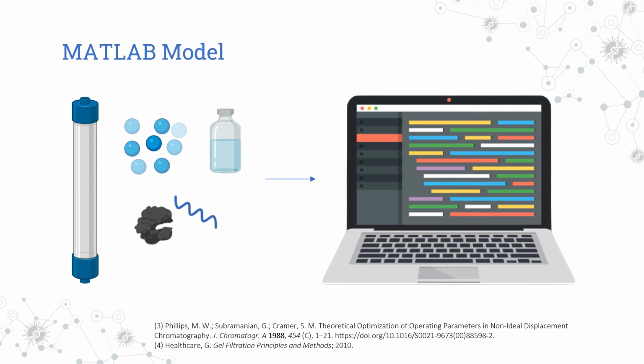From there, the MATLAB model was able to discretize the column into a series of 100 slices using the method of lines. It also accounted for 250 time steps. The model was able to take a system of two partial differential equations and convert it into a system of 50,000 ordinary differential equations, which it then solved.